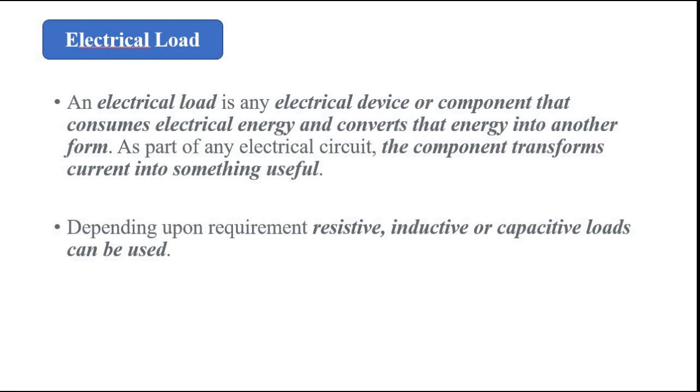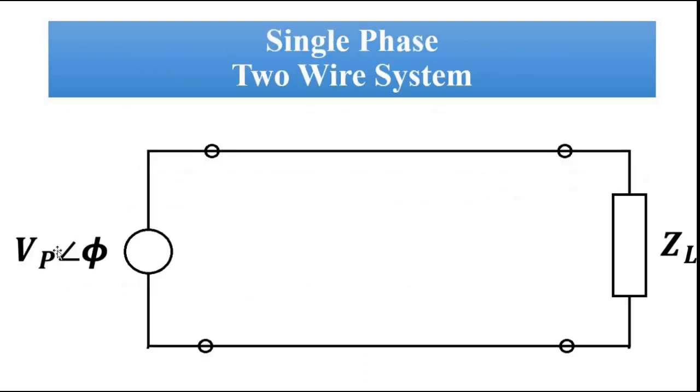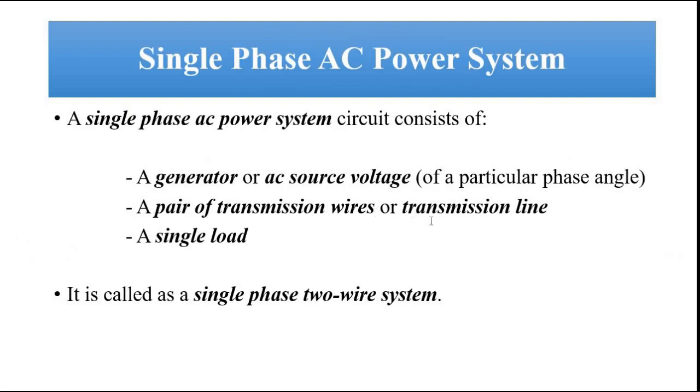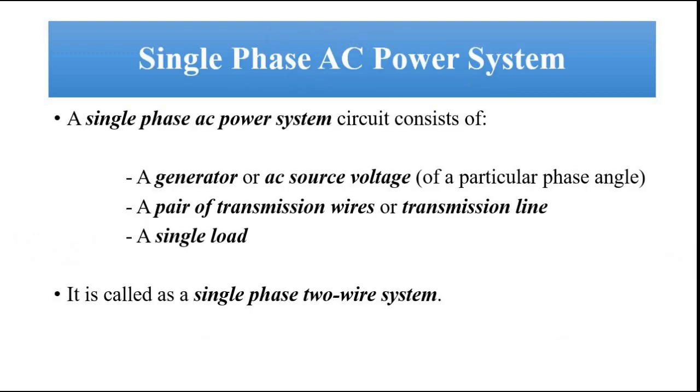Okay, so now the different types of polyphase systems which are there. The first one is the single phase AC power system. The single phase AC power system consists of one generator of a particular magnitude of voltage at a certain frequency and a single phase, then a pair of transmission wires or transmission line and a single load here. This is the simple single phase AC power system.